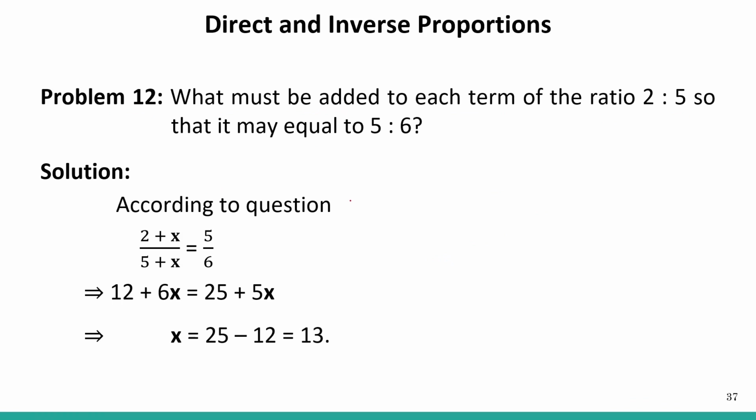Okay, so according to the question, what is given to us? 2 plus x whole by 5 plus x is equal to 5 by 6, because it is told to us that what number must be added. So let that number be x, right? So we added it to each term in the ratio 2:5. So we added 2 plus x and 5 plus x, and we arrived at the ratio 5:6, right? So 12 plus 6x is equal to 25 plus 5x, this implies that x is equal to 25 minus 12.